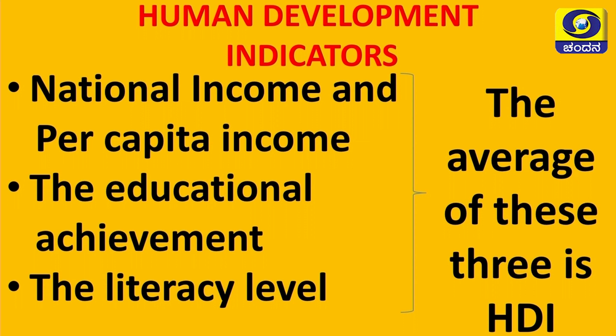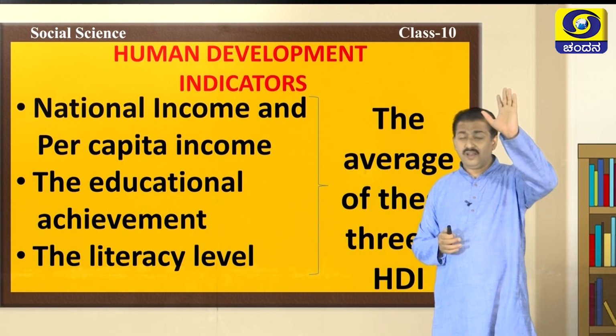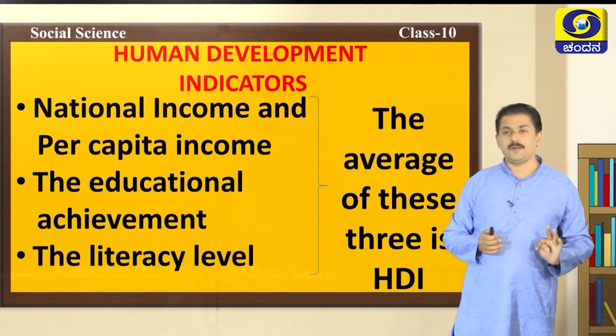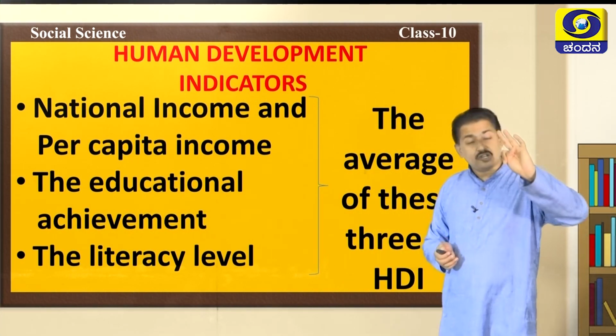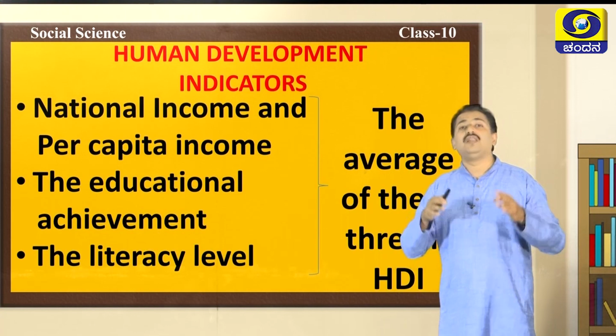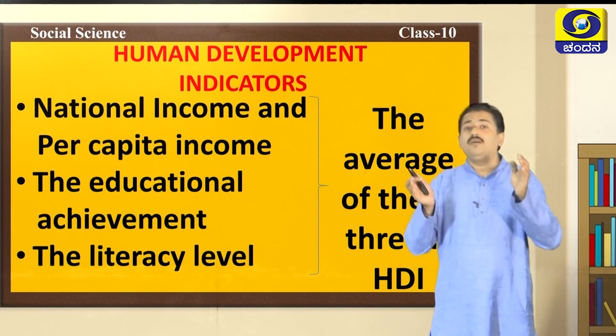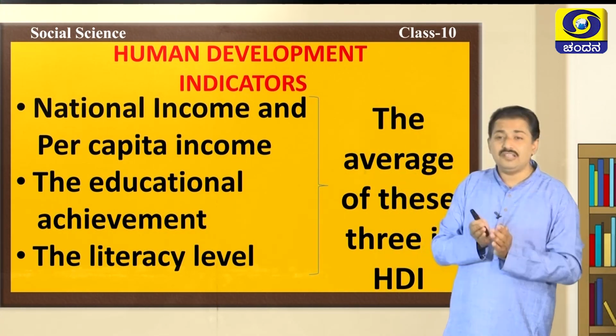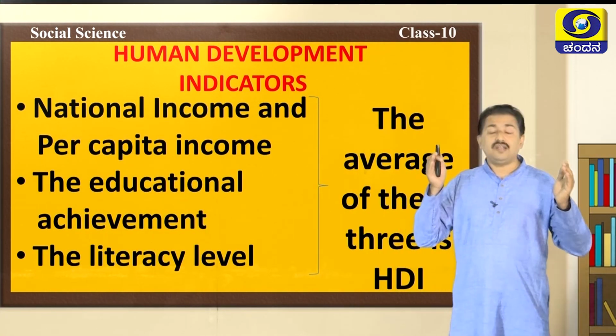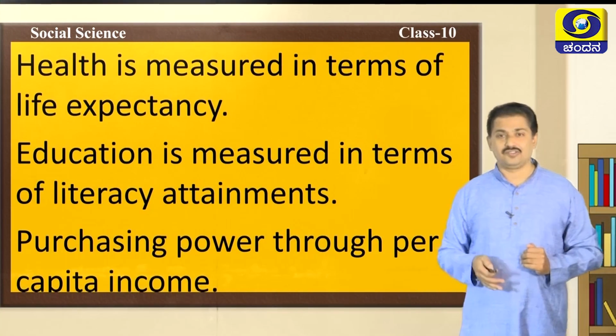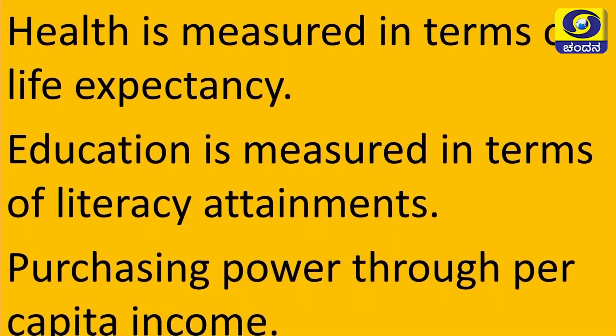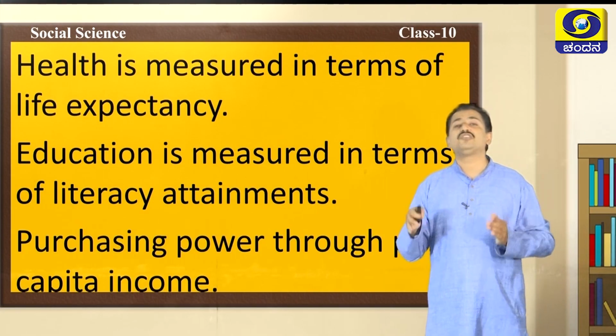Human development indicators are, first of all, national income and per capita income. Secondly, the educational achievement. The third one is literacy level. These three put together, the average of these three is nothing but the Human Development Index. Here, health is measured in terms of life expectancy. Education is measured in terms of literacy attainment. Purchasing power through per capita income. These are the different measuring tools.